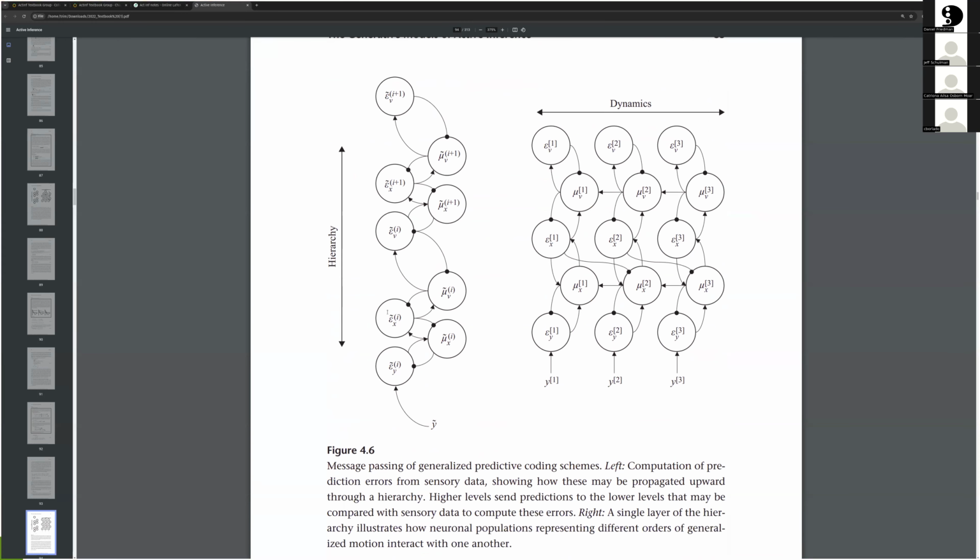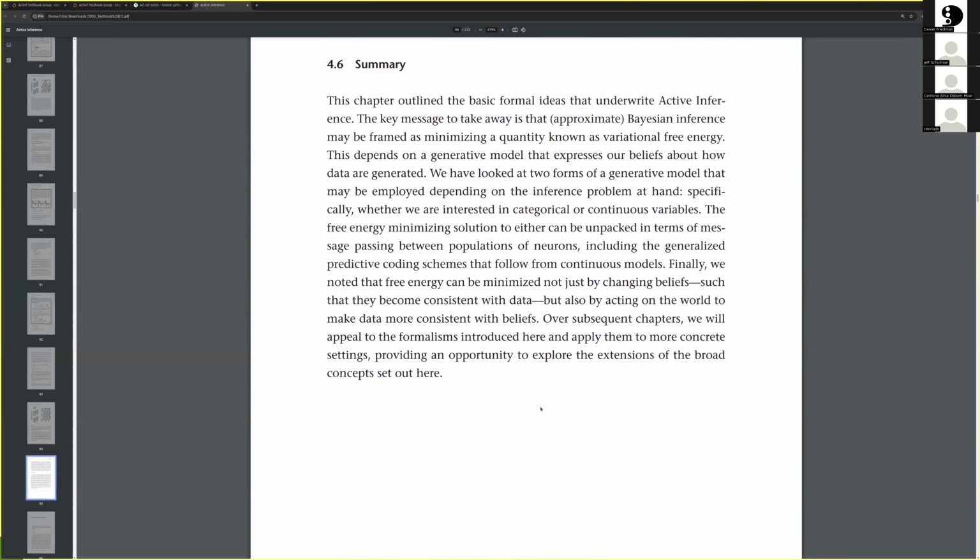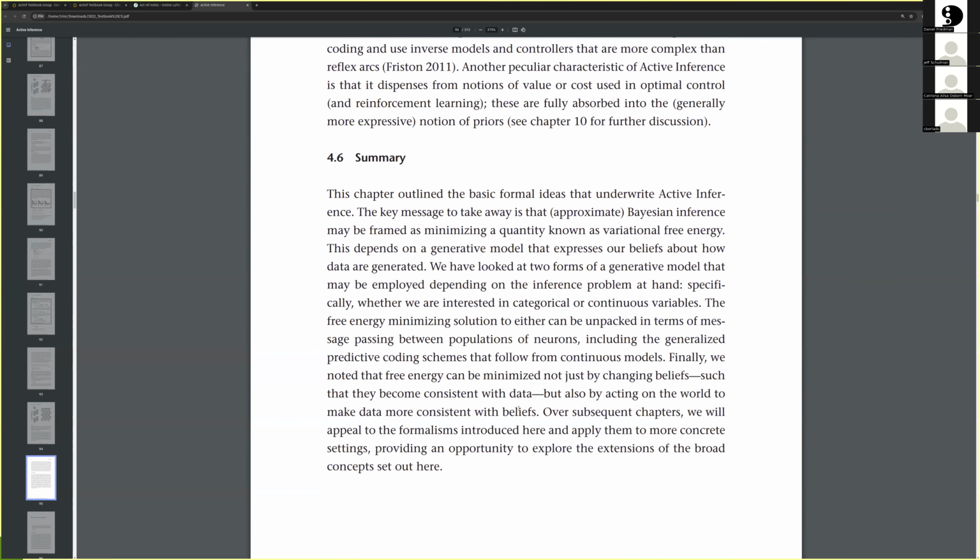Now it's again the hierarchical and through time, but instead of the O's, it's the Y's. So now it's swapped into the notation set of the continuous time. That's chapter 4.